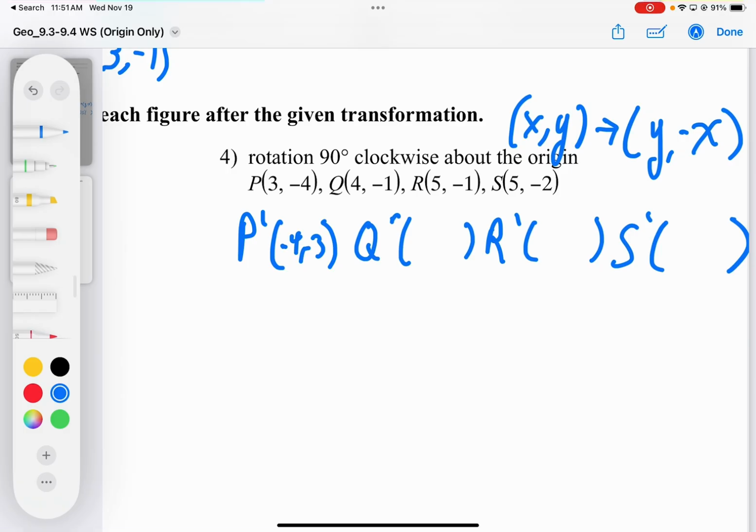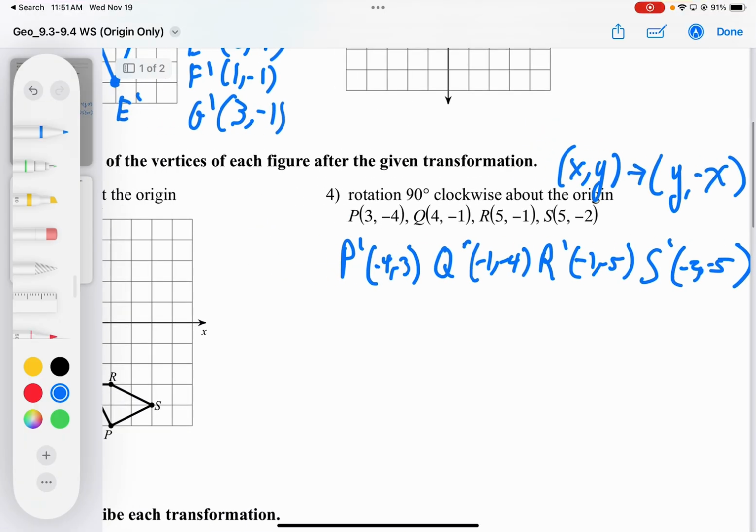What would Q prime become? Good, Molly. -1, -4. All of these have the same signs, it's kind of a bad example to do. What would R prime become? -1, -5, and then my last one. I wish they all didn't have the same sign. I didn't ask you to graph, so that's all I wanted you to do.